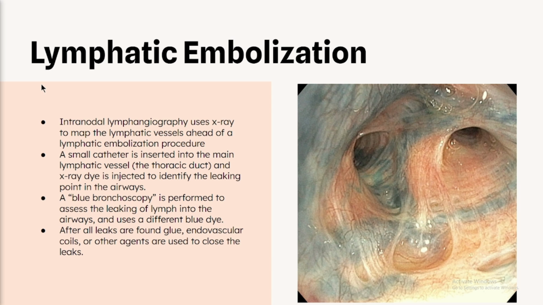Along with lymphatic embolization, we can do a procedure called blue bronchoscopy, where a different dye is injected into the lymph vessels that can be seen visually as opposed to only with X-ray. This image on the right shows a blue bronchoscopy, where you can clearly see the lymphatic vessels with the blue dye running underneath the tissue inside of the airways. This image doesn't show what it looks like when you have a leak, but when you have a leak, you would see the fluid coming out onto the tissue and moving down the airways.